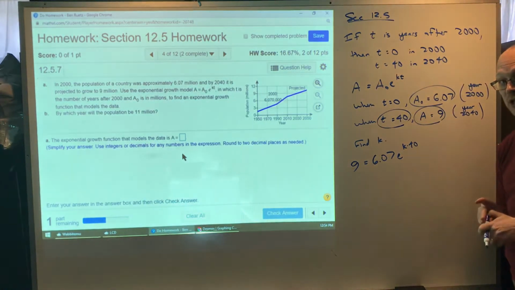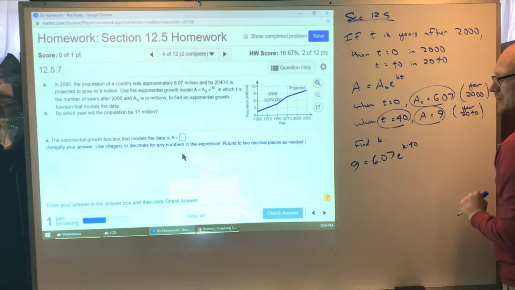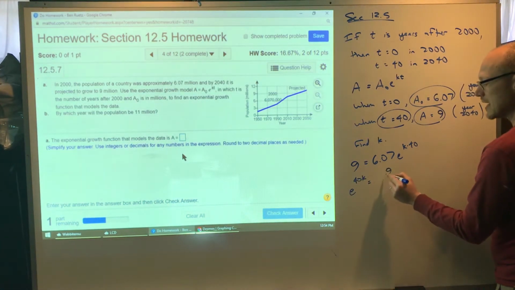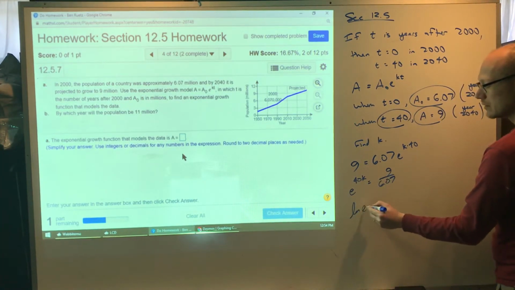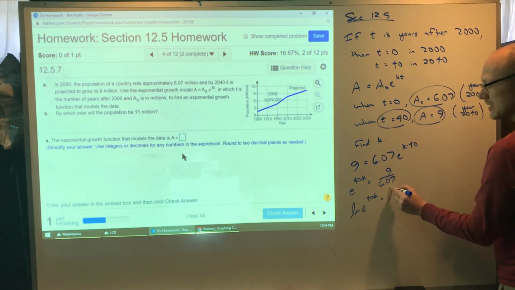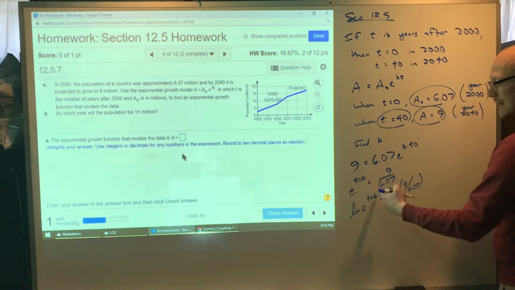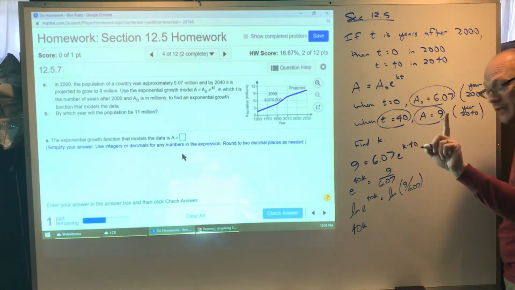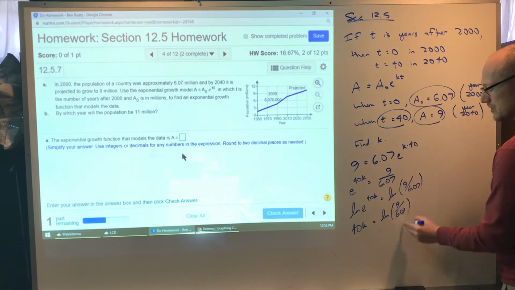We talked about this in section 12.4, how to solve things like this. We first of all isolate the e by dividing by 6.07. So e to the 40k equals 9 divided by 6.07. I'm going to natural log both sides. Natural log of e to the 40k equals natural log of 9 over 6.07. By natural logging, I bring the 40k down, and hopefully by now you know that the natural log of e is 1, so it drops away. Prove it in your calculator if you need to. 40k equals natural log of 9 divided by 6.07.